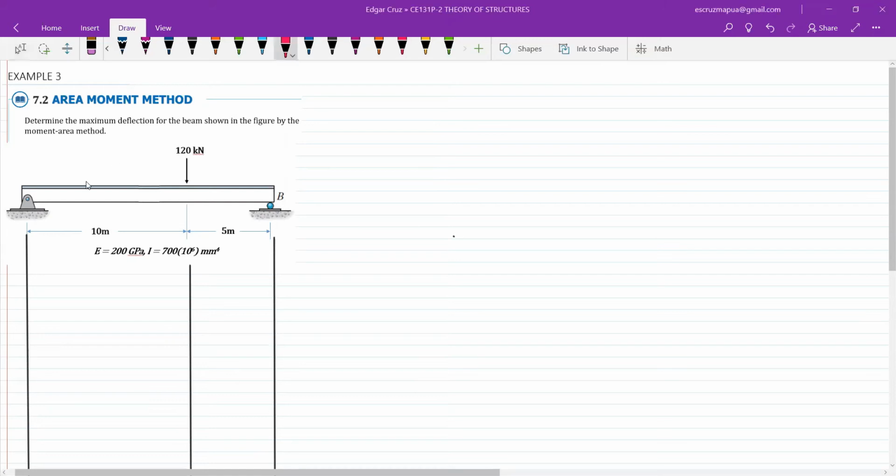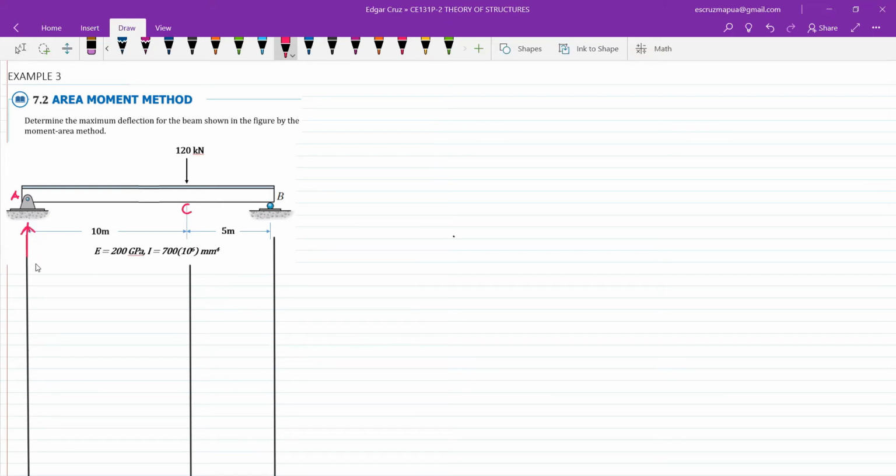Okay, so let us label first the beam. Say this is support A, support B, and let's say this is point C. The elasticity is 200 GPa, that is steel. Tapos yung inertia niya is 700 million mm to the fourth. Okay, the first step is to solve for the reaction.